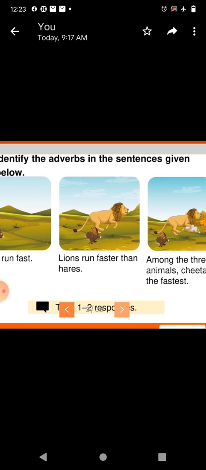Now by these three sentences, kindly identify the adverbs in the sentence given below. Hares run fast. Lions run faster than hares. Among the three animals, cheetahs run the fastest. Did you all identify the adverbs from these three sentences? Yes. Let us see whether you're right.